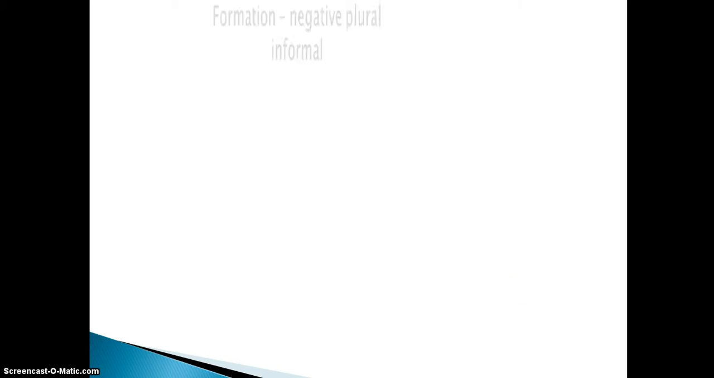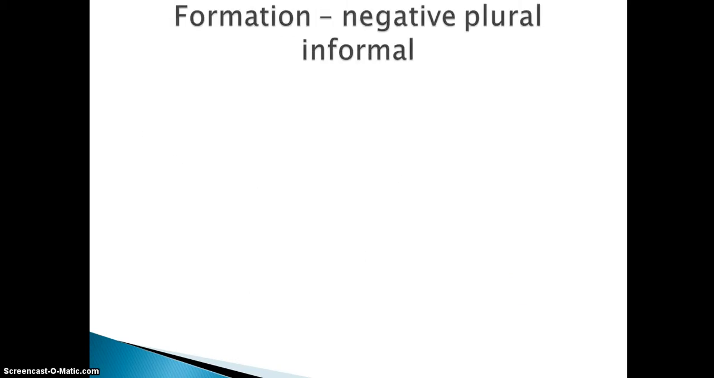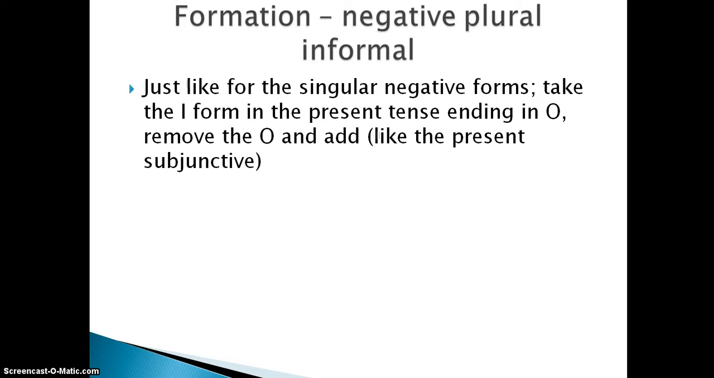Okay. So now we're going to go on to negative plural. This is similar to the negative singular. Again, if you know the subjunctive, this would be quite easy for you. If not, just learn this rule. So for the negative singular form, we just take the I form in the present tense again, and we take the O off, remove the O, and add.